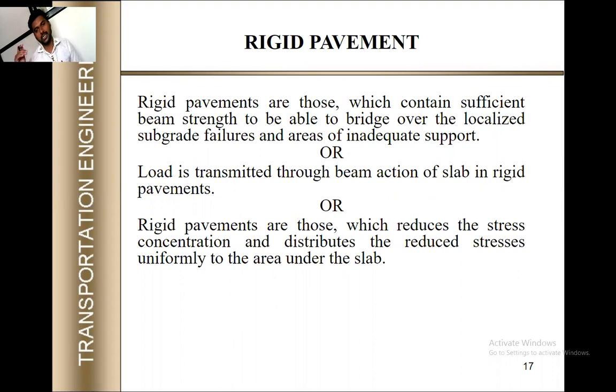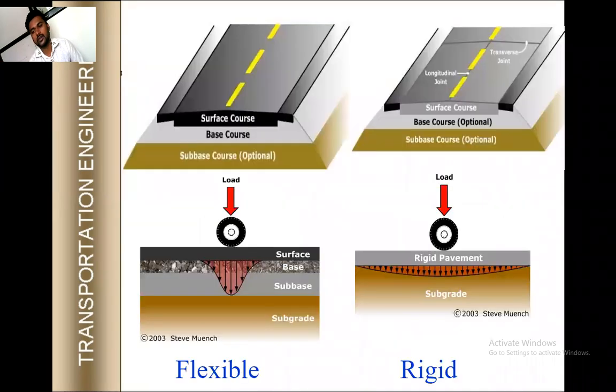Whatever the load is there, it is transferred through the beam action of the slab in the rigid pavement. Okay, whatever the load is coming on the pavement is transferred beneath to the subgrade in the form of beam action of the slab. Then the rigid pavements are those which reduce the stress concentration and distribute the reduced stress uniformly under the slab. Okay, there will be less stress concentration in the rigid pavement. How? You can see in the last figure.